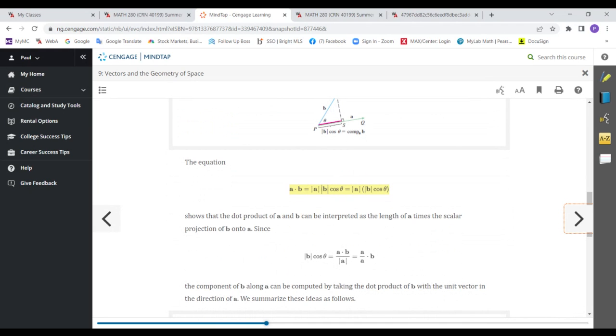Take that scalar projection. If you remember, the dot product of A and B is the length of A times the length of B times the cosine of theta. So the length of B times the cosine of theta, which is our scalar projection, is simply equal to the dot product of A and B divided by the length of A.